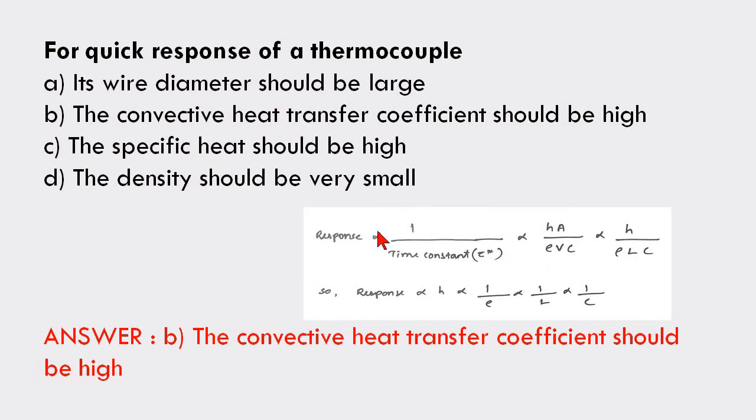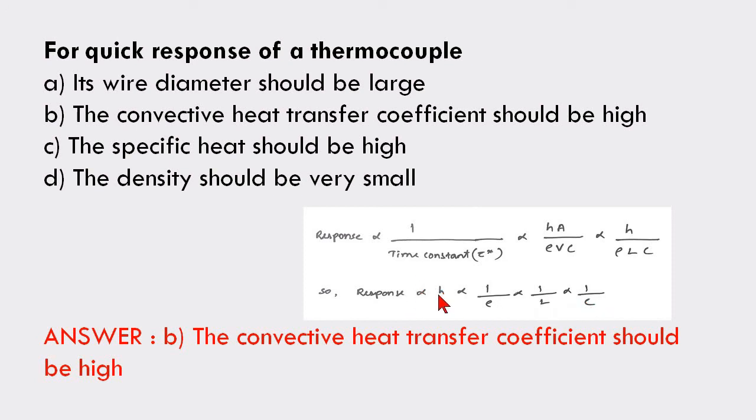Okay, so you can relate by using the time constant formula. The response is inversely proportional to the time constant, that is, the response is directly proportional to Ha divided by rho Vc. So instead of A divided by V, you can write the characteristic length, that is L. Okay, so response is directly proportional to H divided by rho Lc. Here H is the convective coefficient, rho is density, L is the characteristic length, and C is the specific heat. So the response is directly proportional to H, and inversely proportional to density, characteristic length, and specific heat.